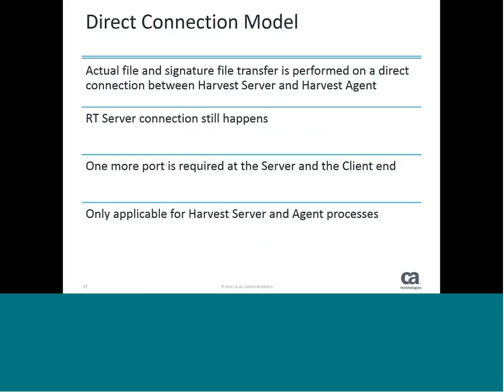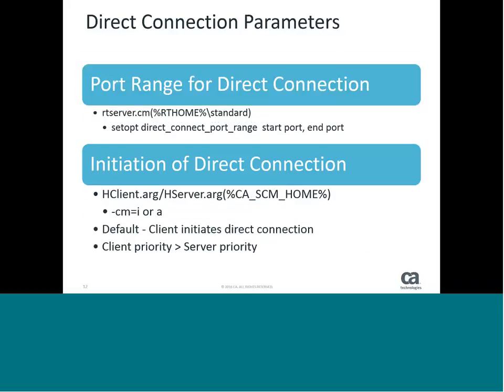So in that case, administrators can use this particular parameter set of direct connect port range, and they can specify it. Then whenever the direct connection is made, it will always use a port from this particular range.